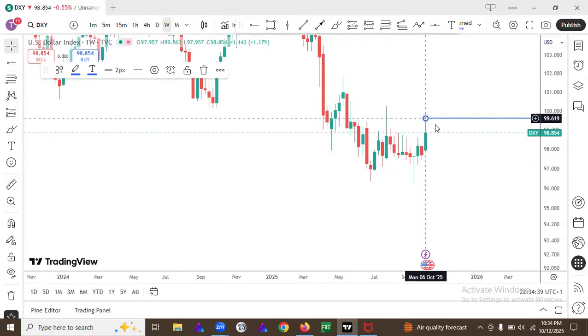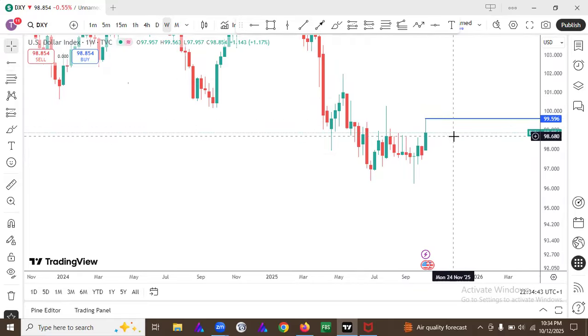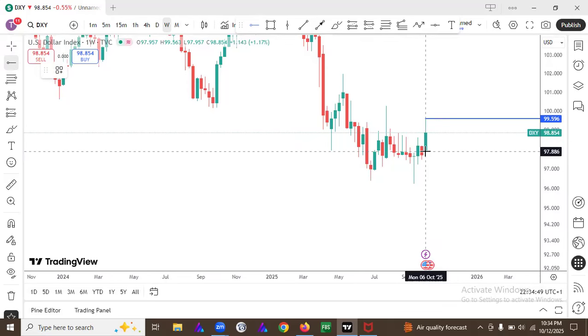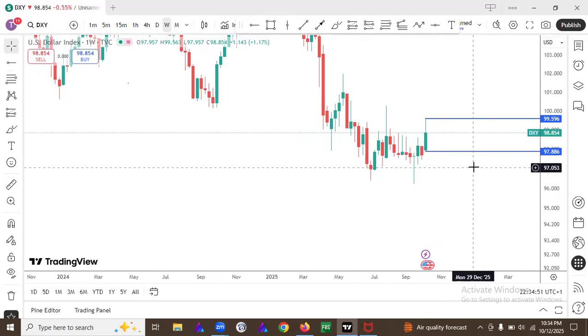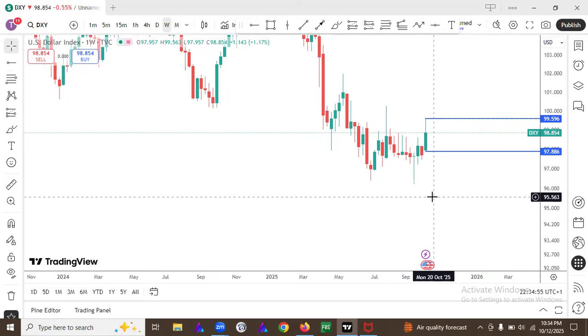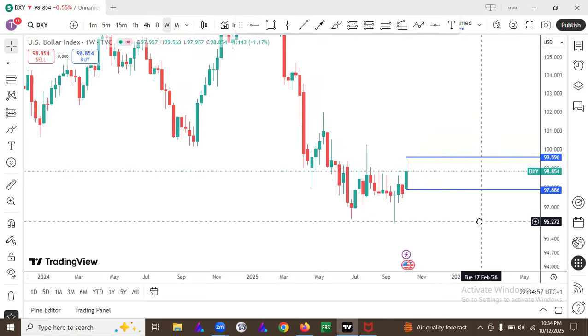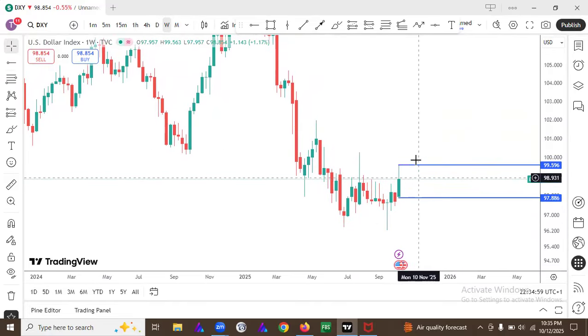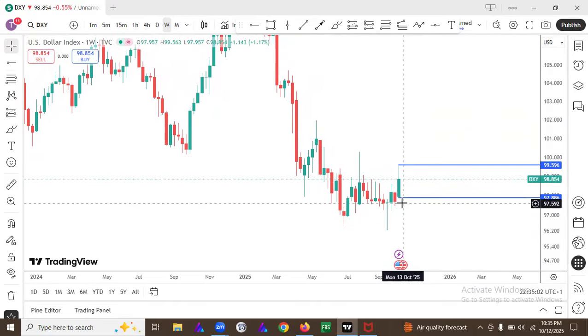Now we have this high as liquidity. This previous high is an area of liquidity. And the low of last week also is sell side liquidity. So we have this high and this low. That's our area of liquidity. So it's either price will go sweep this liquidity or it is coming from this low. That's what's going to play out this week.